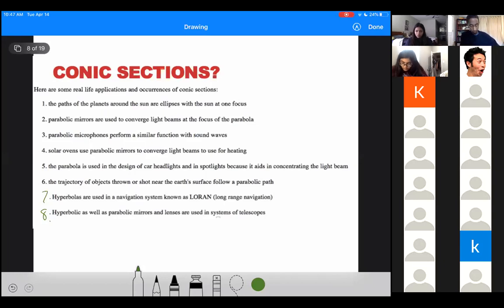Hyperbolas are used in a navigation system known as LORAN, long-range navigation.